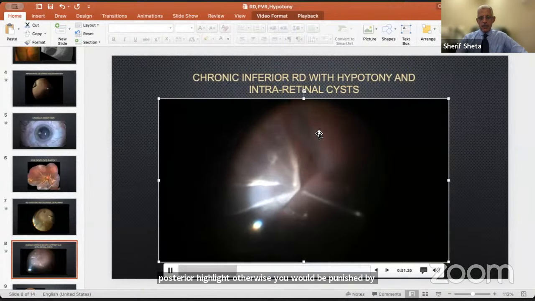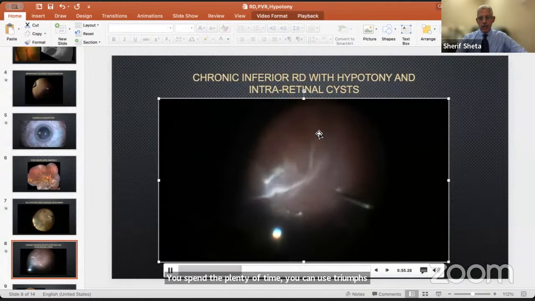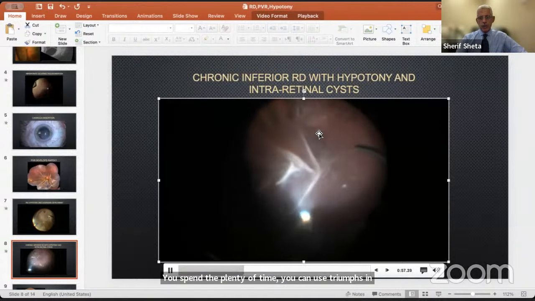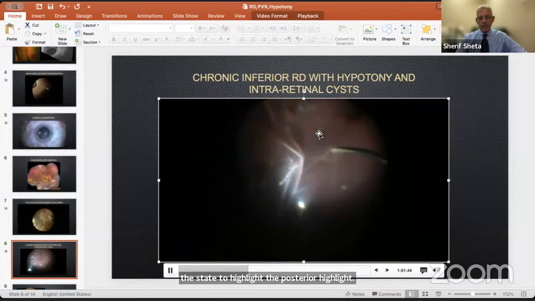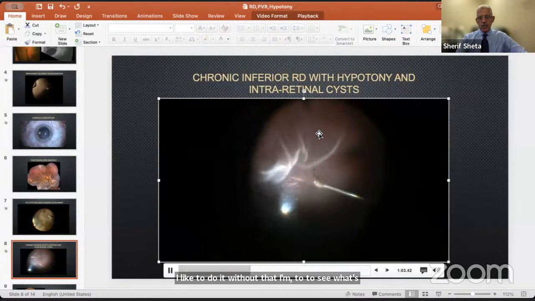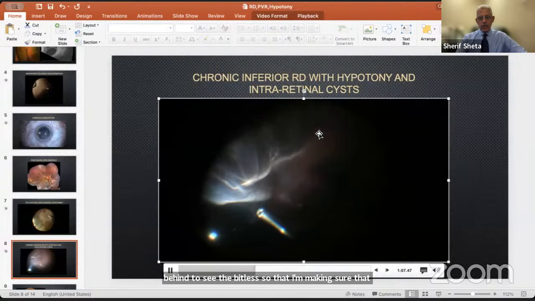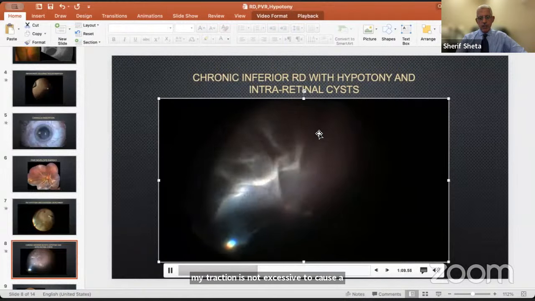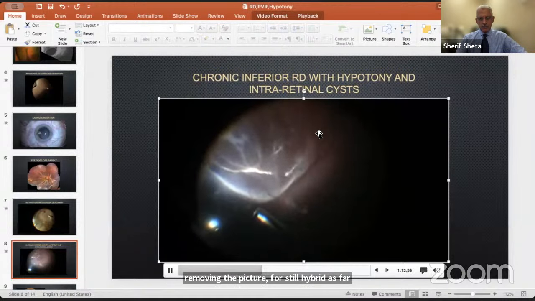You spend plenty of time. You can use triamcinolone stain to highlight the posterior hyaloid. I like to do it without triamcinolone stain to see what's behind, to see the vitreous, so that I'm making sure that my traction is not excessive to cause an iatrogenic retinal break. And you keep removing the posterior hyaloid as far peripheral as possible, as you can see here.